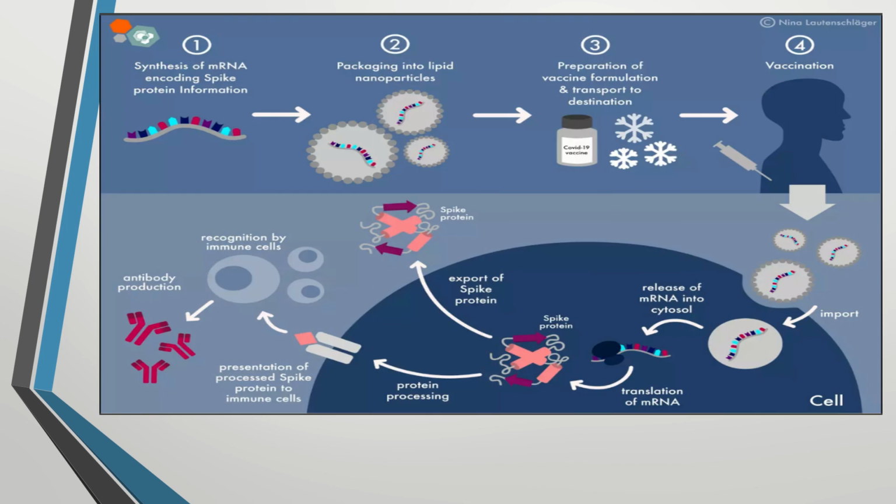Let's continue with the other summary about it. During the production of the messenger RNA vaccine, as we said before, there is extraction of the messenger RNA of the virus. It is packaged into lipid nanoparticles. One messenger RNA is covered with lipid, as you see here.